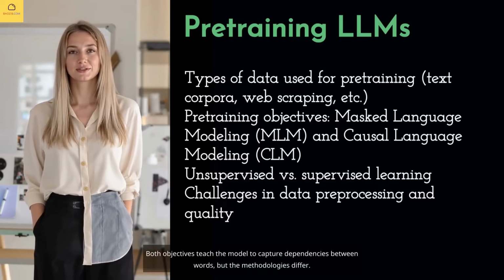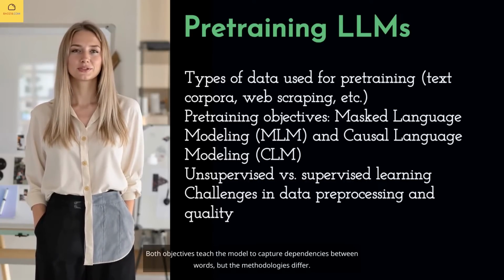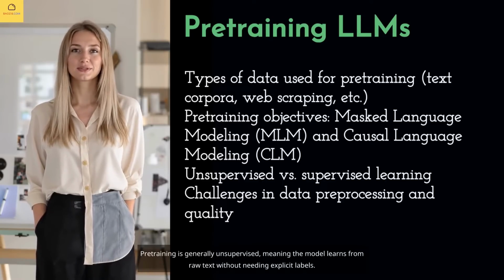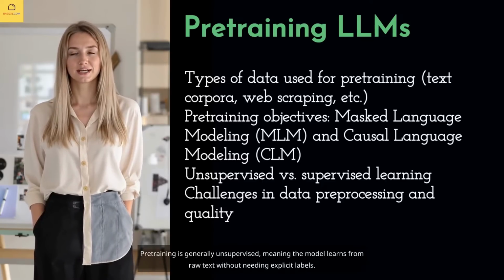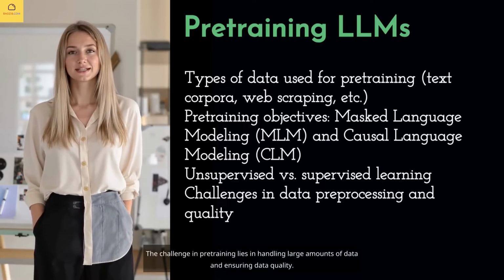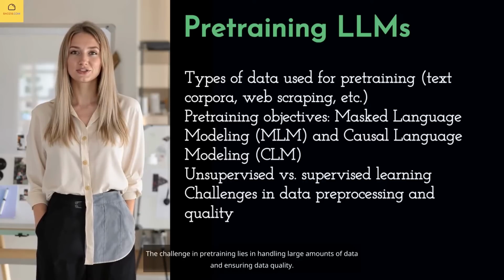Both objectives teach the model to capture dependencies between words, but the methodologies differ. Pre-training is generally unsupervised, meaning the model learns from raw text without needing explicit labels. The challenge in pre-training lies in handling large amounts of data and ensuring data quality.